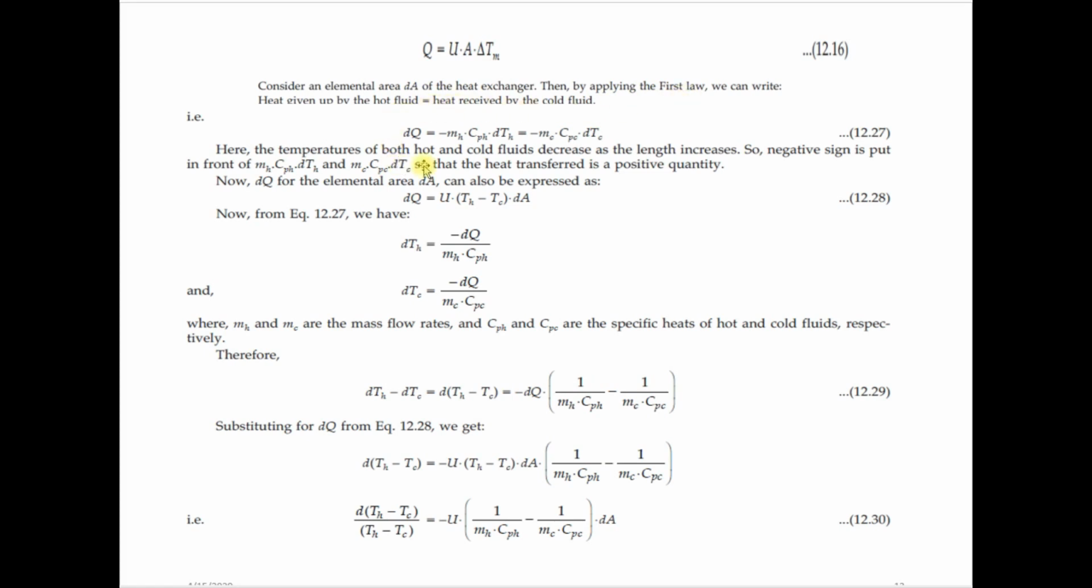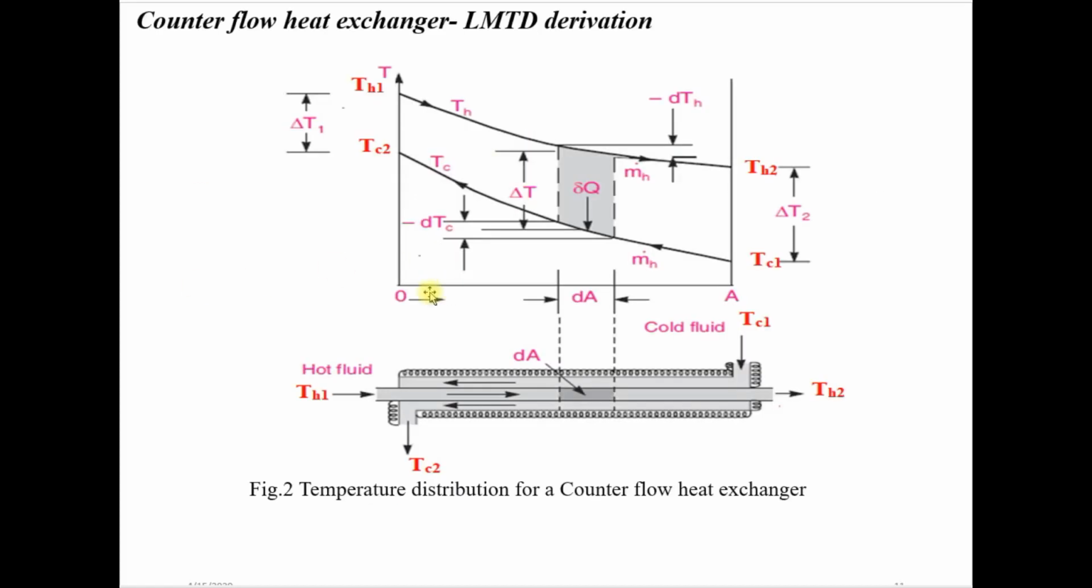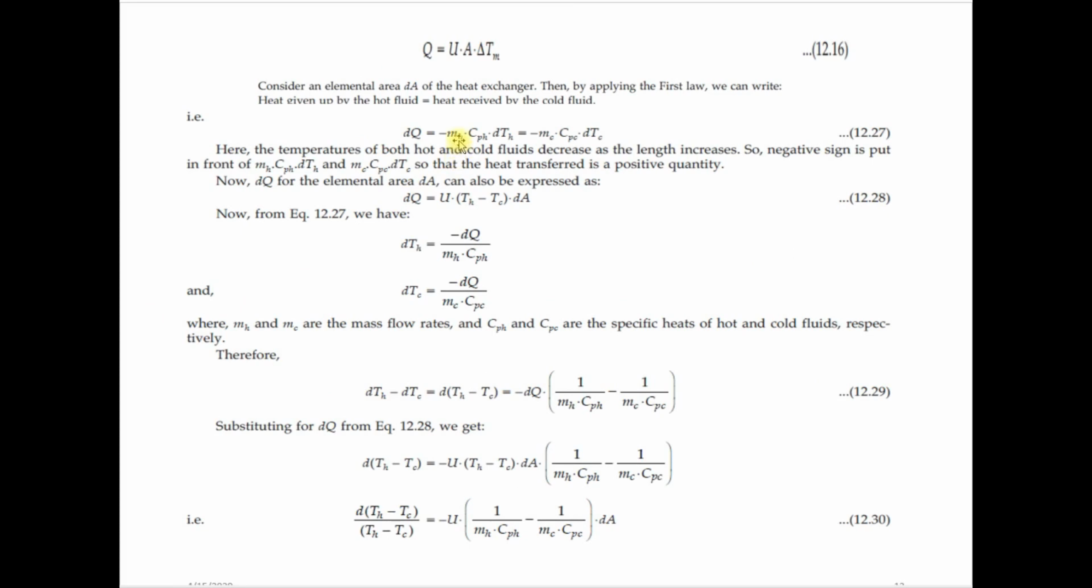The same thing we have to apply here, but there is one thing you have to observe: both will be negative. Both will have a negative sign, because if you see along the positive x direction, or along the length of the heat exchanger, the temperature goes on decreasing along the length of the heat exchanger. In the cold fluid, if you observe along the length of the heat exchanger, the temperature is also decreasing. That is why the minus sign is introduced for both hot fluid and cold fluid.